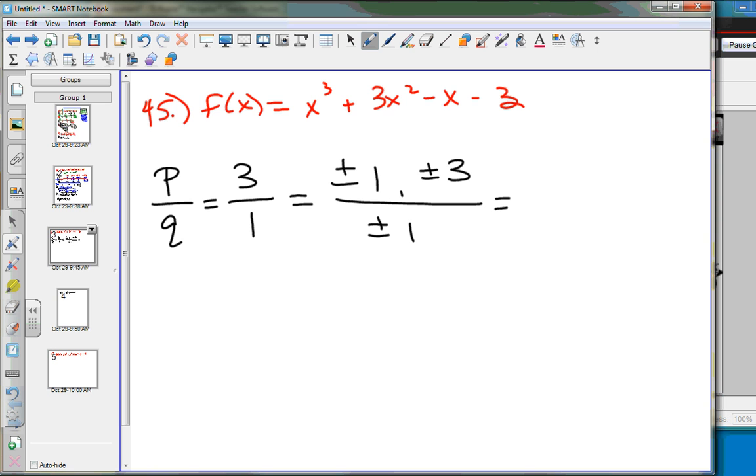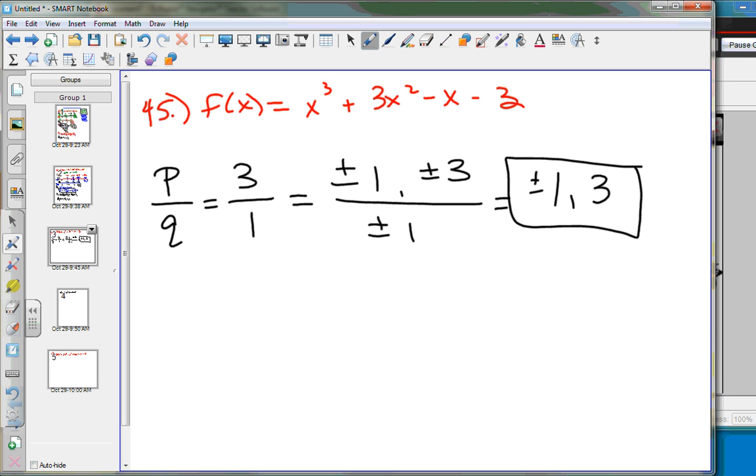So what is 1 divided by 1? 1. What is 3 divided by 1? 3. Now what you need to understand is I'm being very nice. I'm not making you put plus or minus in front of every one of those numbers. If you put a plus or minus at the beginning, I'm cool with it. But your brain needs to make sure that you understand that that plus or minus goes to every single term that you have there.